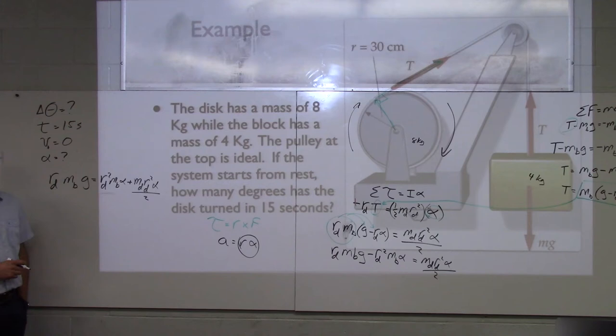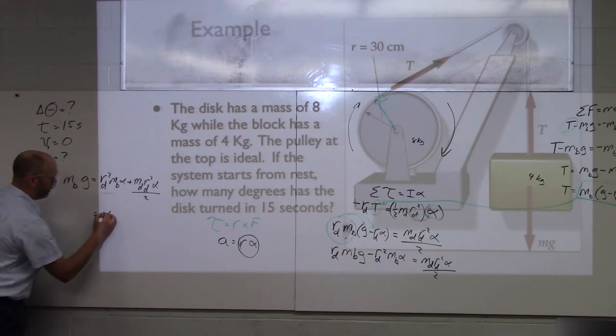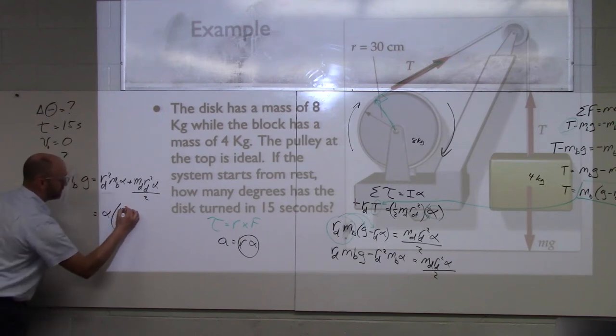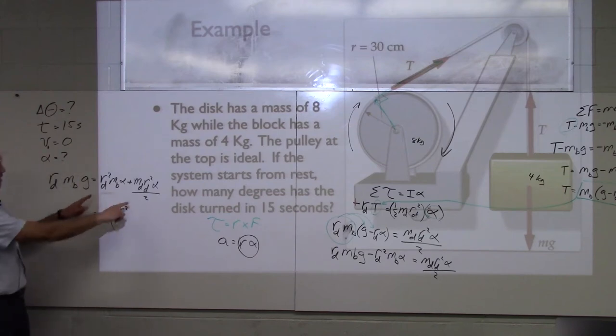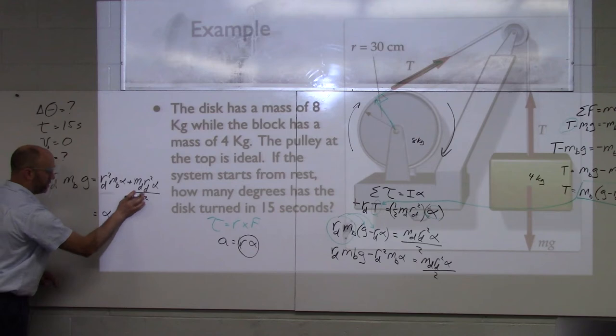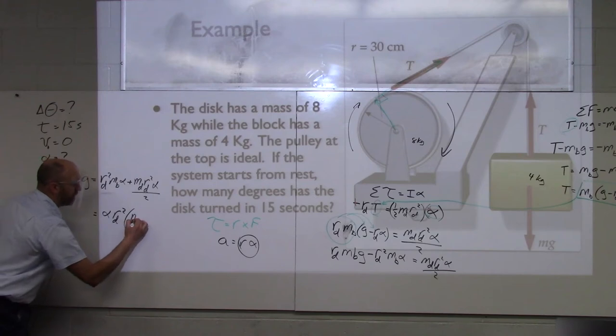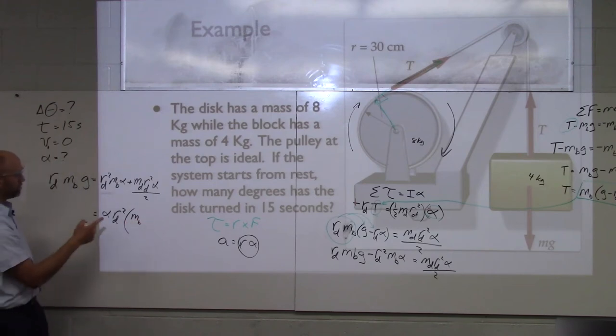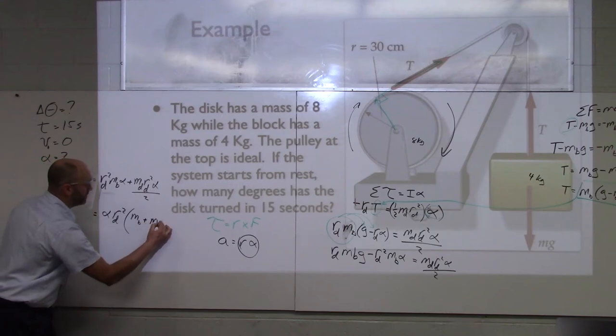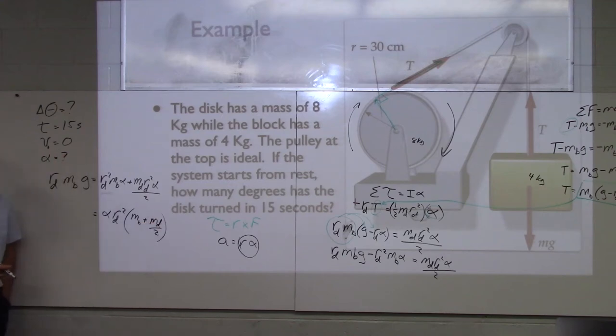Y'all doing all right? We can pull this alpha out here. Do y'all see that? Pull the alpha out. So we're going to have alpha times radius of the disk squared. Hey, you know what? That radius of disk squared is in there twice. I'm going to pull that out with it. Radius of the disk squared times mass of the block plus mass of the disk over 2. And this side is radius of the disk, mass of the block times gravity.